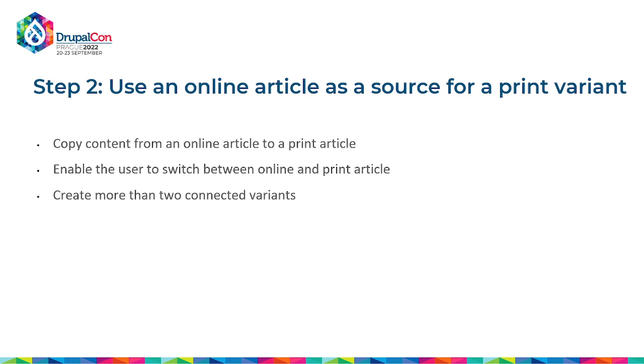And we also want to enable the user to switch between the online and print variant of the article. And it's easily because we are holding together all the different variants from one article. And it should be possible to create even more than the two connected variants. So you can have one online article, you can have two print variants, or you can even have more or even more online variants. It should be all possible.